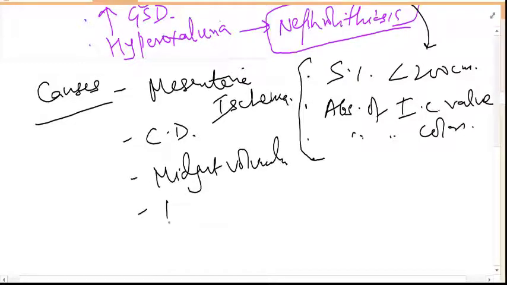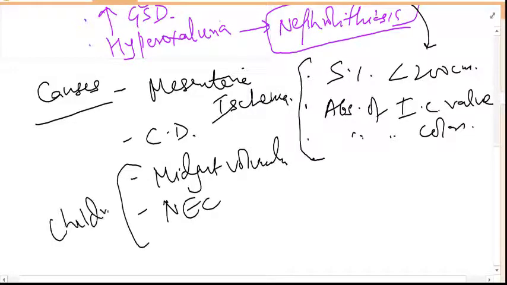and we can say necrotizing enterocolitis. These are common causes in children. So in children, necrotizing enterocolitis, midgut volvulus. In adults, mesenteric ischemia, Crohn's. They are the common causes of short bowel syndrome.